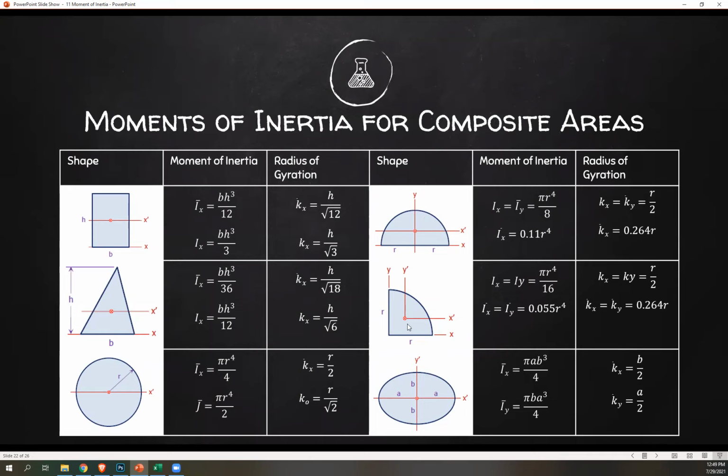For a quarter circle, the moment of inertia about base x and base y is the same: pi r raised to 4 over 16. The same goes for its centroidal x-axis and centroidal y-axis, that's 0.055 r raised to 4. That means radius of gyration about base x and base y is r over 2, and for centroidal x and centroidal y, it's 0.264 r. And then lastly, you have an ellipse.